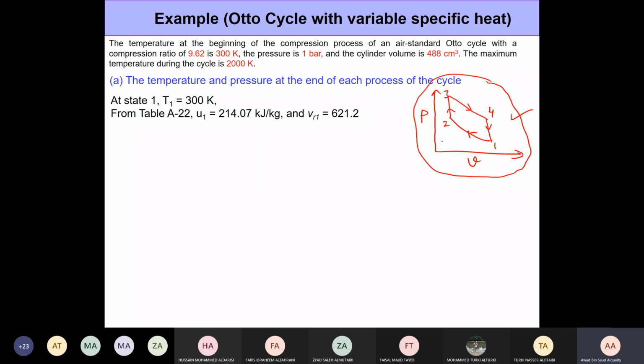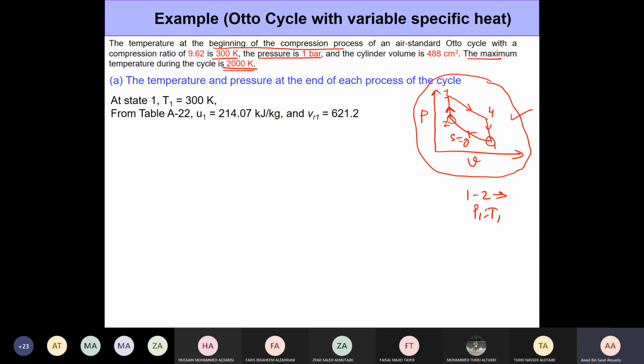Now, when we read this question here, we'll see that the temperature at the beginning of the compression process is 300 K and the pressure is 1 bar. So the compression process is 1 to 2, all right. So we know P1 and we know T1. The maximum temperature during the cycle is given as 2000 Kelvin. So here you can see that 1 to 2 is the compression process, isentropic compression that is, and 2 to 3 is a constant volume heat addition.